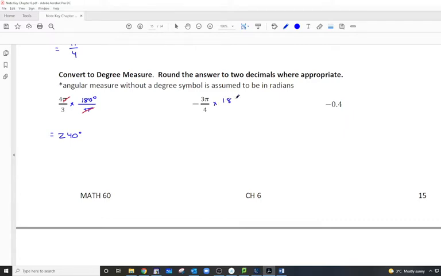This one would be times by 180 over pi. Again, the pi's go away. I'm left with negative 3 times 180 divided by 4, which is negative 135. Don't forget your degree symbol.